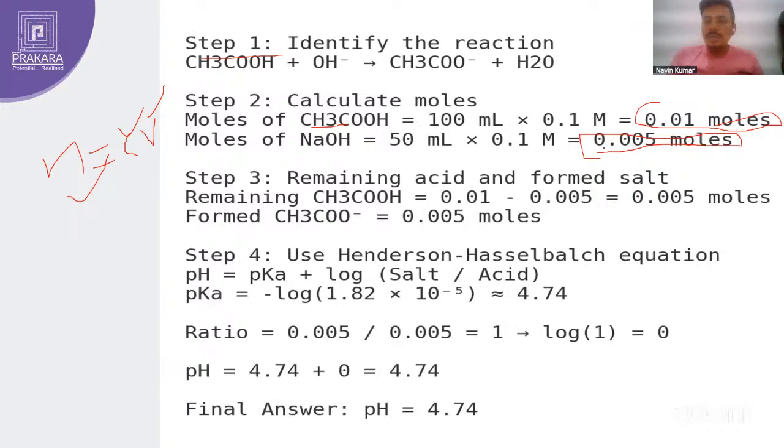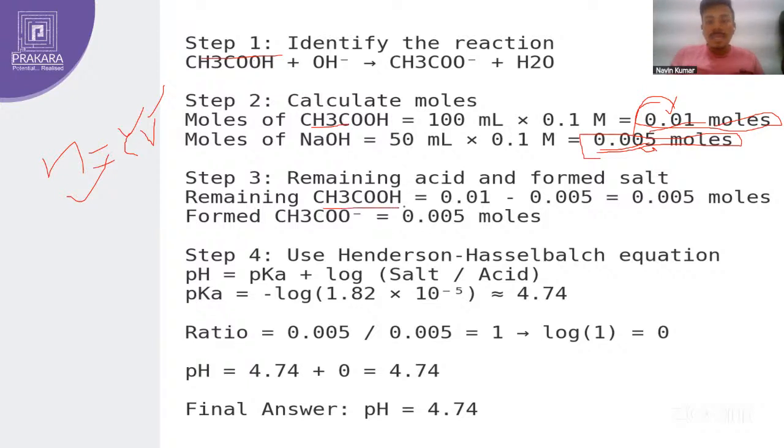The 0.005 mole of NaOH, that is a base, will convert 0.005 moles of acetic acid into the salt. So the remaining will be how much? We are going to see the remaining acid and the formed salt.